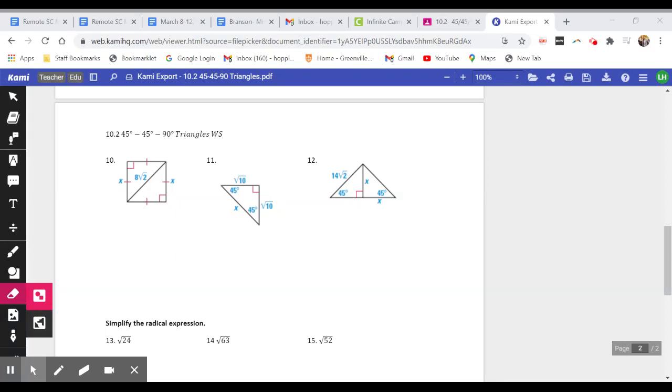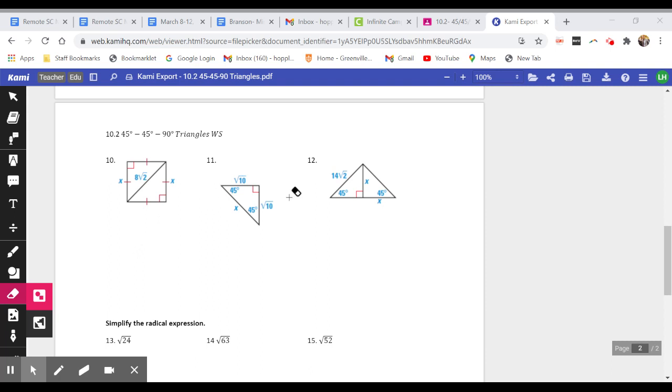Here's some help for problems 10 through 12 on 10.2, 45-45-90 triangles. So a quick review: 45-45-90 triangles are a specific type of right triangle, and they're actually an isosceles right triangle because they have two sides, or two legs, and two angles that are congruent.